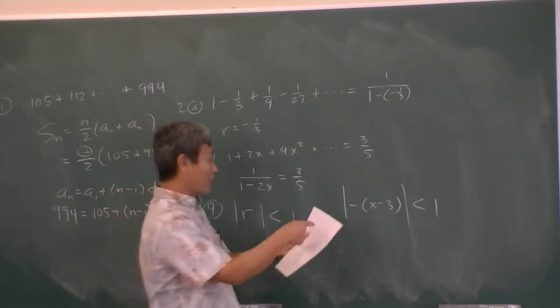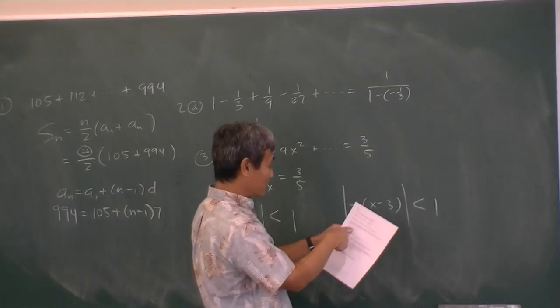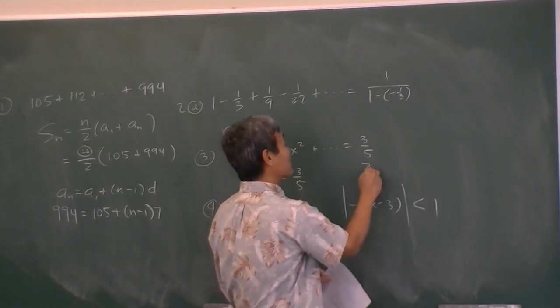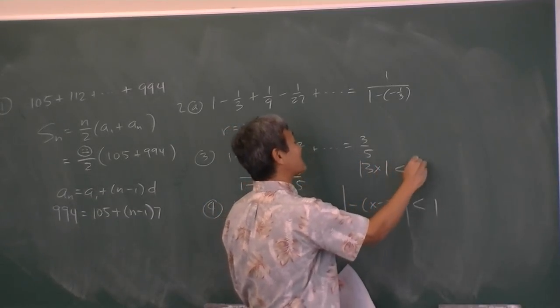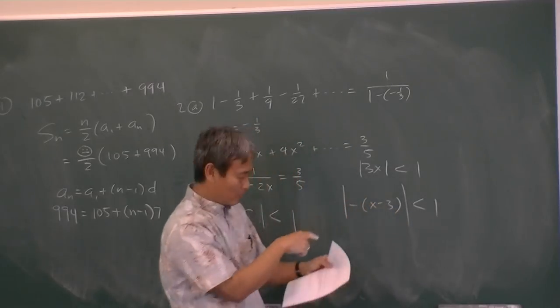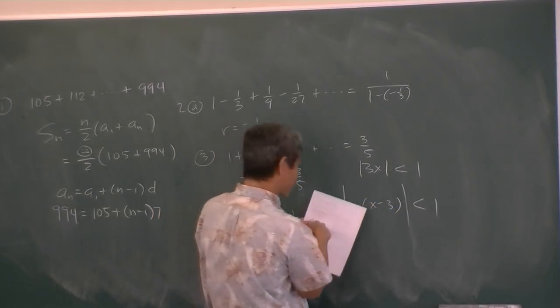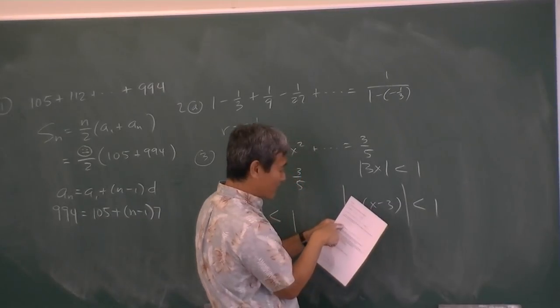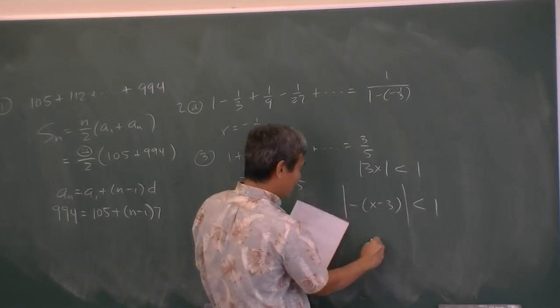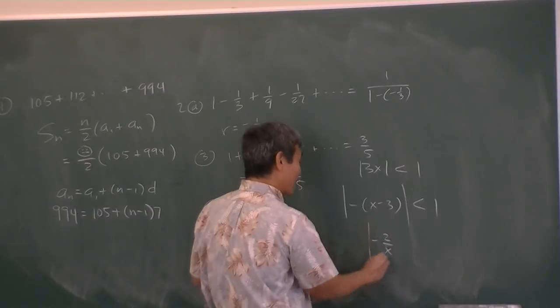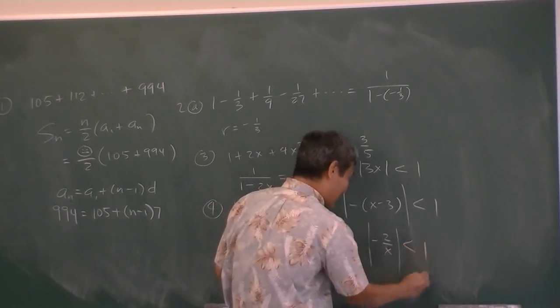Now, if you're doing problem 4a, what's the common ratio? 3x. The absolute value of 3x has to be less than 1. That's how you do a. And then what about c? Let's just write it down for funsies. What's the common ratio for problem c? Negative 2 over x. The absolute value of that has to be less than 1.